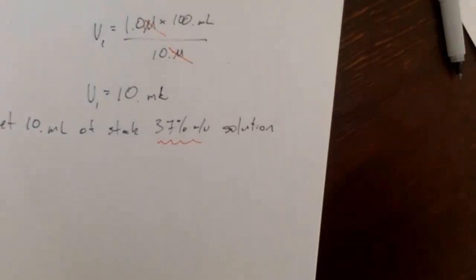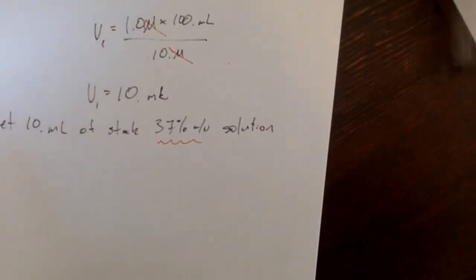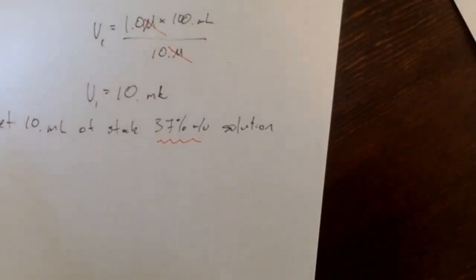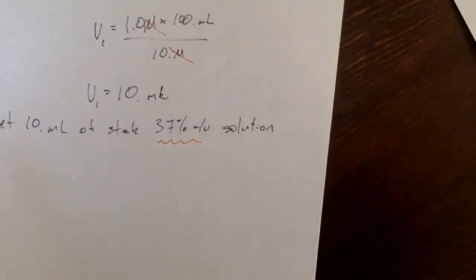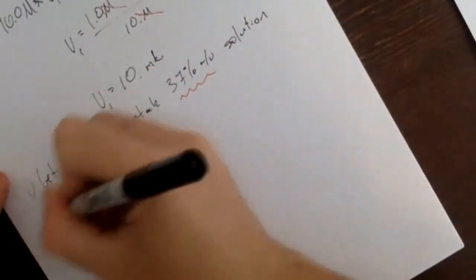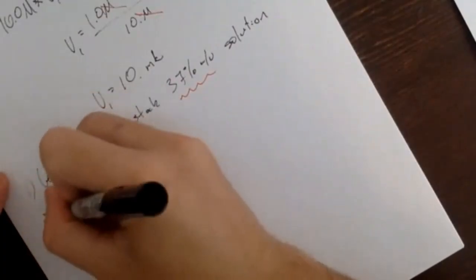You already did the work for the conversion, so you're just giving the recipe, but you don't need to say it's the 10 molar, because someone who went in the stockroom, or the storage, would see it say 37% solution.